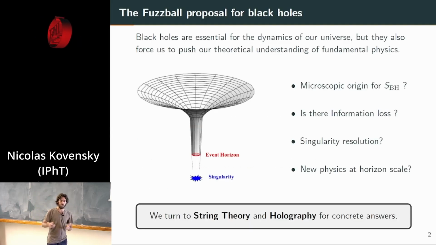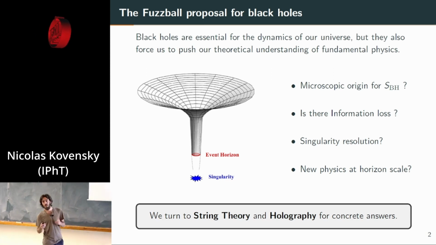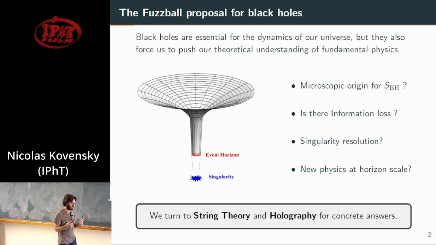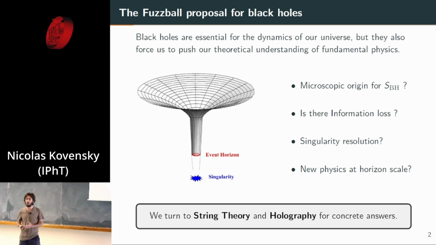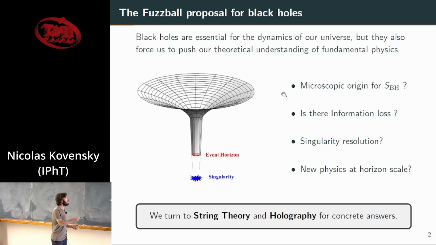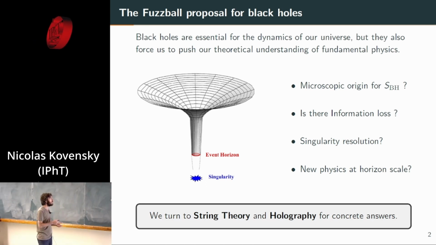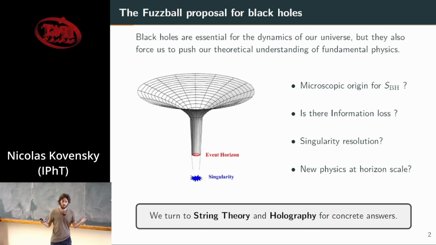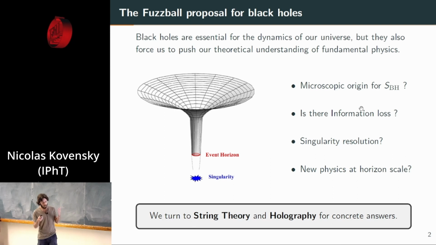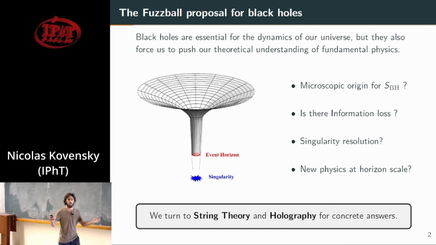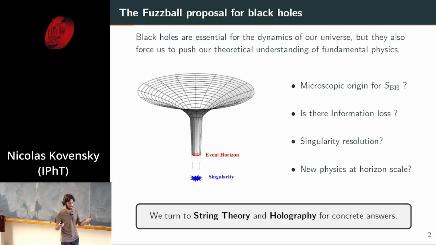I don't need to motivate too much with this audience why we think that black holes are interesting, why we know that they are out there, we can see them, we can probe them, we can know a lot of things about them now, even experimentally, which is very exciting. But they also push us to understand more about the fundamentals of what we're doing when we try to describe gravity, and in particular quantum gravity. Because we need to know a microscopic origin for their entropy, we need to know if there is information loss or not, we need to know how the UV resolves the singularity, and we also need to know whether there is new physics at the horizon scale. Many of these questions are addressed in the context of the fuzzball proposal, which is largely what we're discussing in this context.